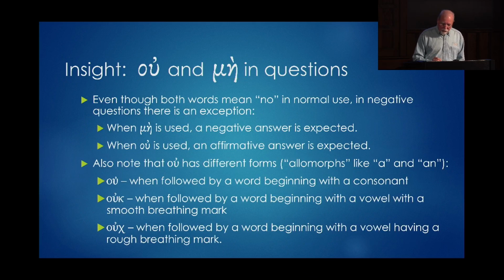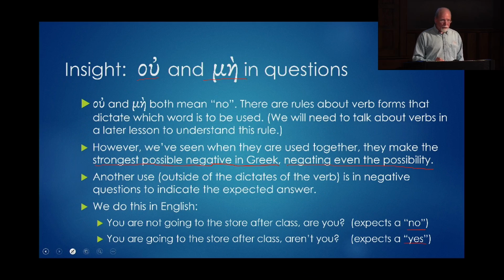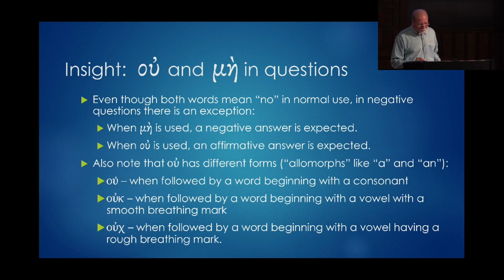And the translations don't always make it clear to us that the question is even being asked in a way that it can expect an answer of yes or no. So even though both words mean no in normal use, negative questions are an exception. When μή (may) is used, a negative answer is expected. When οὐ (ook) is used, an affirmative answer is expected.